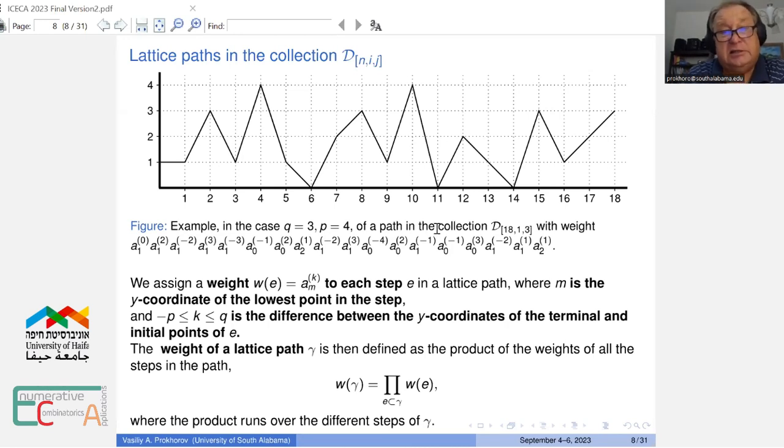And it's clear that if you see this product as a non-commutative product, this product completely determines the path in the given collection.